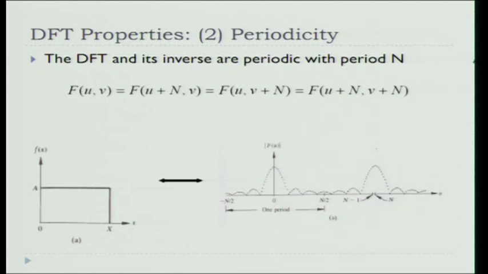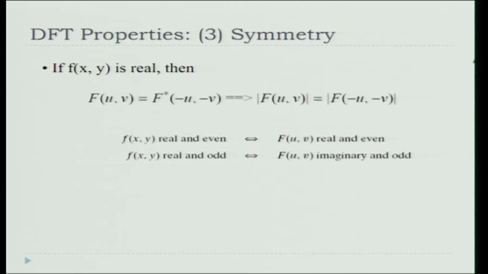Now, the DFT and its inverse are periodic with a period of n. That property also you can easily visualize: F(u,v) equals F(u plus n, v), and F(u, v plus n) is equivalent to F(u plus n, v plus n). It obeys the property of symmetry. We have already defined what the symmetry property is, and if f(x,y) is real, then you can easily show that F(u,v) equals F star of (minus u, minus v), which indicates that the magnitude of F(u,v) is equal to the magnitude of F(minus u, minus v).